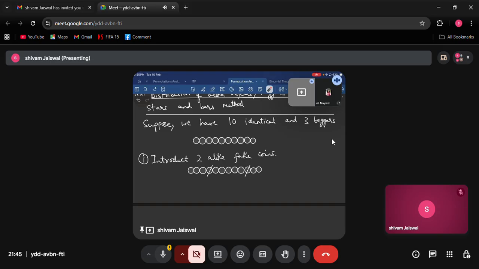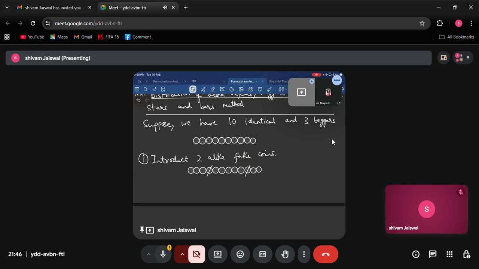As you move the fake coins in this linear arrangement, you'll be able to understand how many coins the first beggar is getting, how many coins the second beggar is getting, how many coins the third beggar is getting. Are you getting? Tell me, everyone. So in this case, the first beggar is getting how many coins? Three coins. Second beggar is getting how many coins? Five coins.